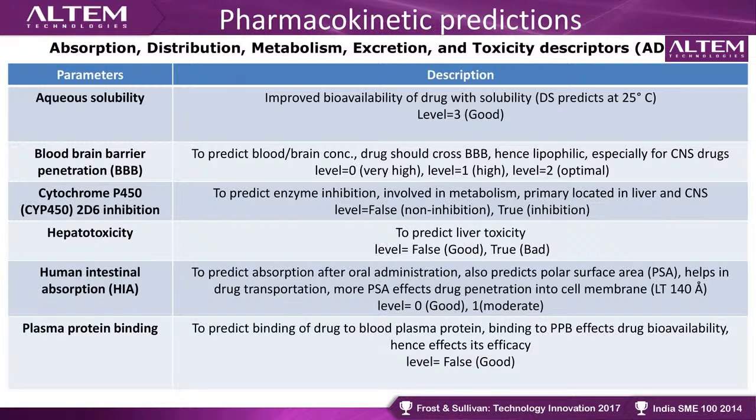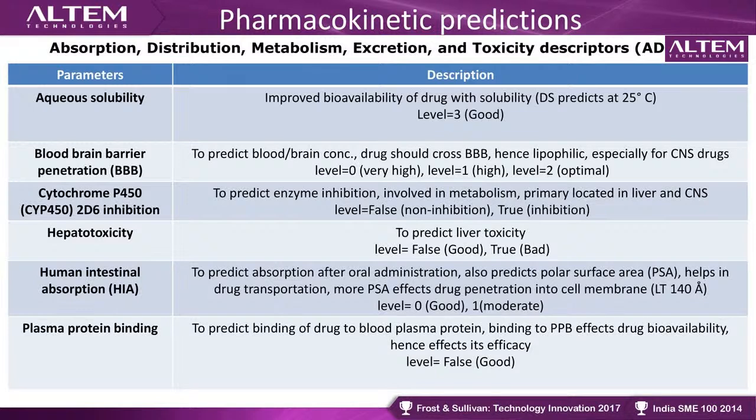Then coming to the blood-brain barrier, what this actually specifies is, if you're looking for a CNS kind of drug, then you must keep this barrier as true. That means level 0 is good for those kind of candidates, because we are going to predict the blood and brain concentration here. My drug should go and cross that particular barrier, hence it should be lipophilic. So we have various levels here.